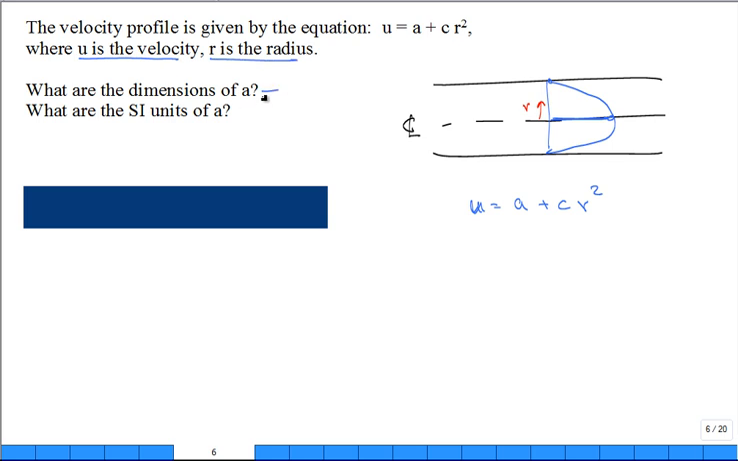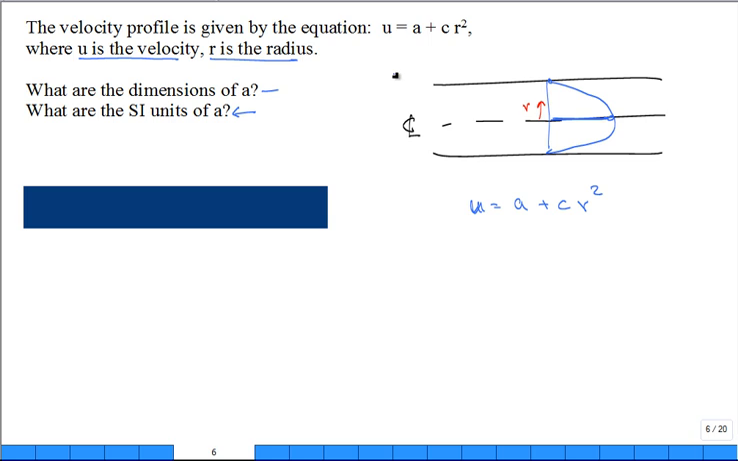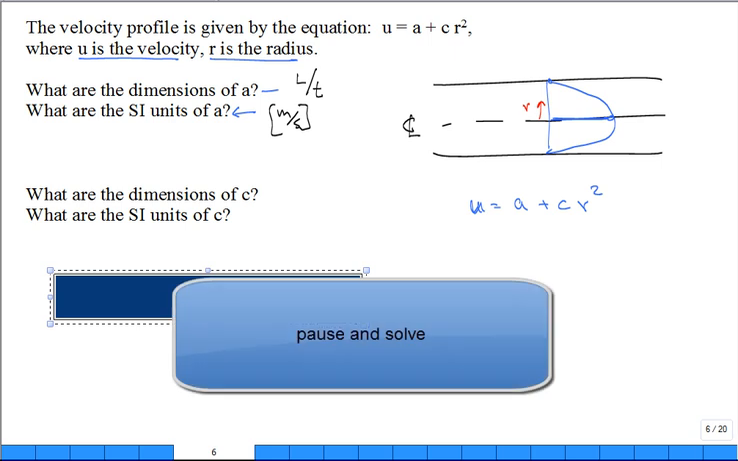What are the dimensions, and then what are the units, the SI units of the constant a? I stop, I pause, we'll walk around and see what you get. All right, so everybody pretty well agreed that the dimensions are going to be length per unit time, and then the SI units, meters per second. True? Good. Okay. What are the dimensions of C, the constant C, and then what are the SI units of C? I pause, I walk around, I see how far you get on that one.